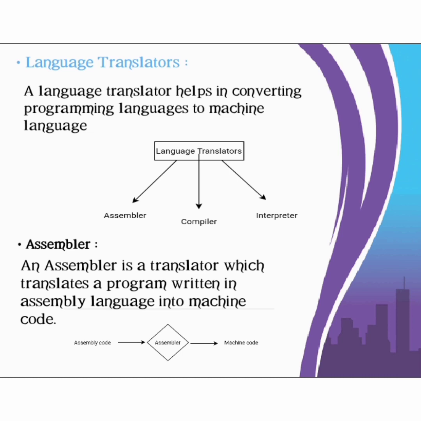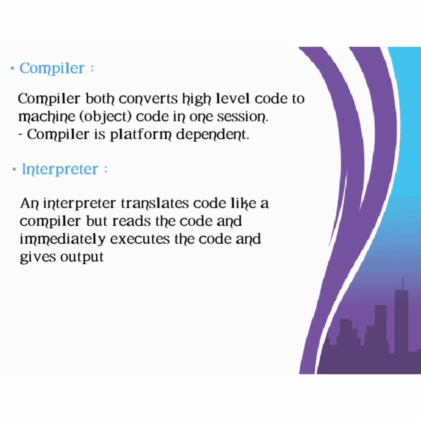Language translators. A language translator helps in converting programming languages to machine level language. There are three types of language translators: assembler, compiler, and interpreter. An assembler is a translator which translates a program written in assembly language into machine code. Here in the diagram we can see assembler code is converted into machine code with the help of the assembler. Compiler. It converts high-level code to machine code in one session. A compiler is platform dependent. An example of a compiler is Turbo C.